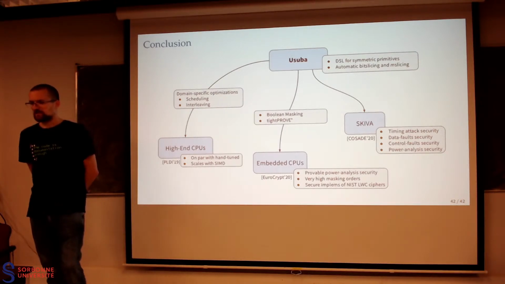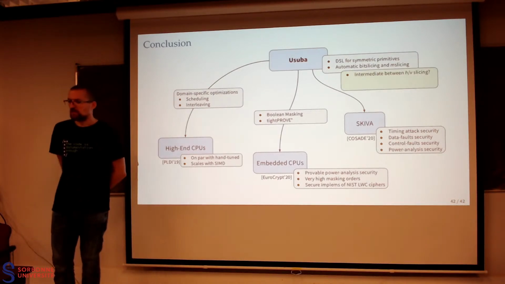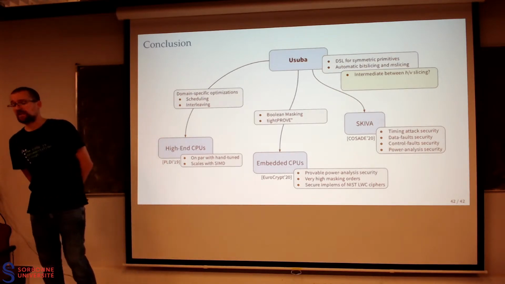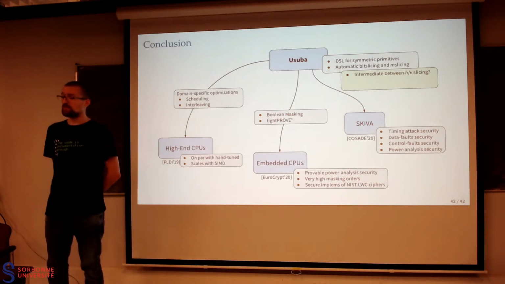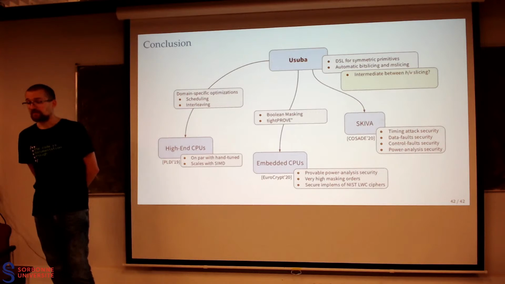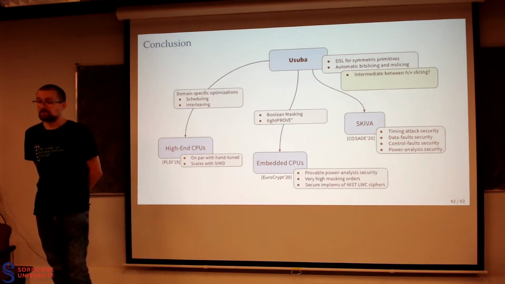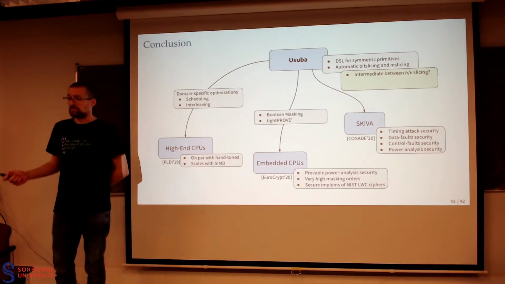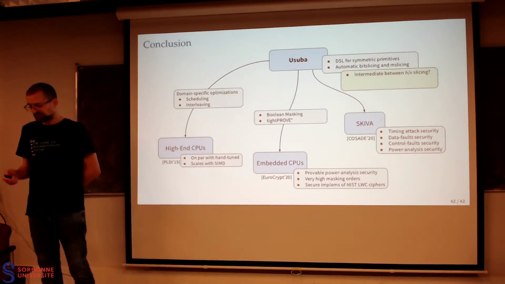So as far as perspective and future work is concerned, our slicing model, so bit slicing, horizontal slicing, and vertical slicing, is somewhat limited, and there are some intermediates between vertical and horizontal slicing that enable faster implementations with the same property as m-slicing, meaning you can encrypt in parallel and you are constant time, and it will be beneficial to add that to Usuba.